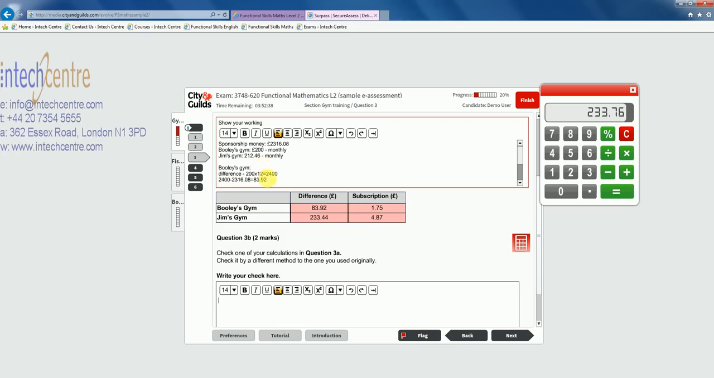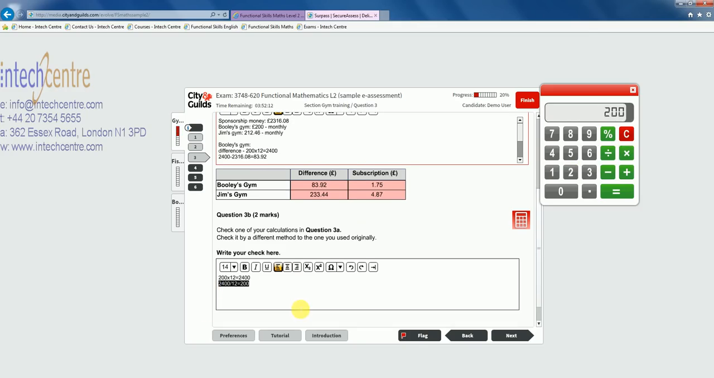So I did 200 times 12 is 2,400. So I would now divide 2,400 divided by 12. This will give me 200. And make sure you check your calculations. This is an easy 2 marks. So 2,400 divided by 12 gives me 200.